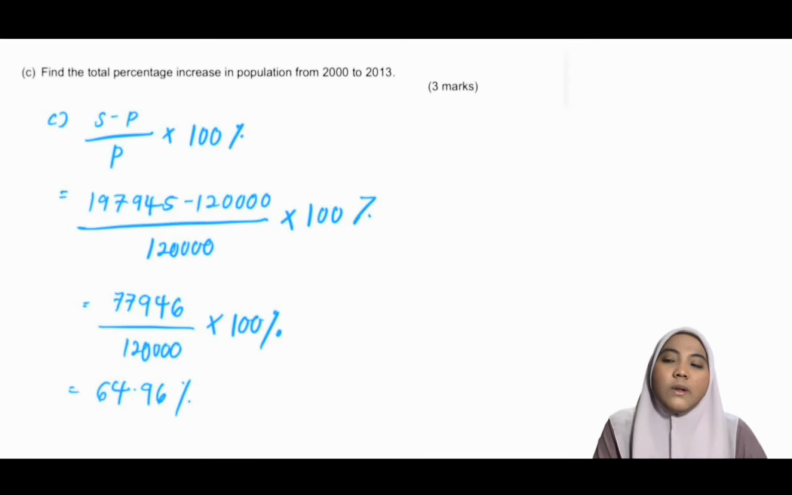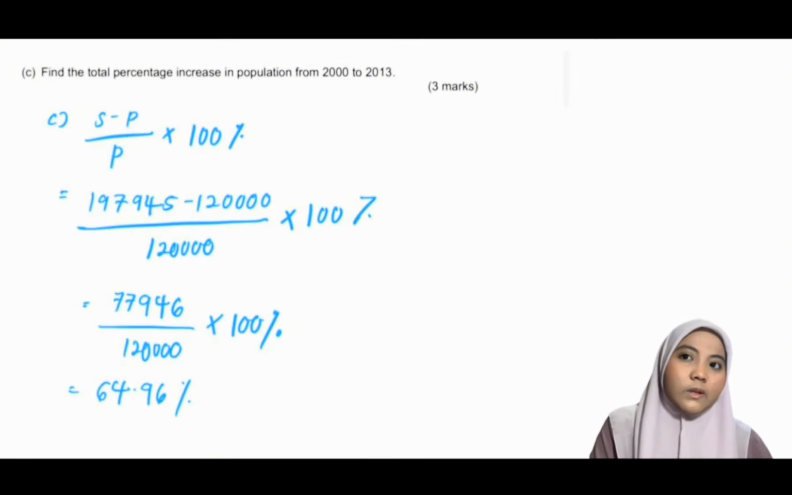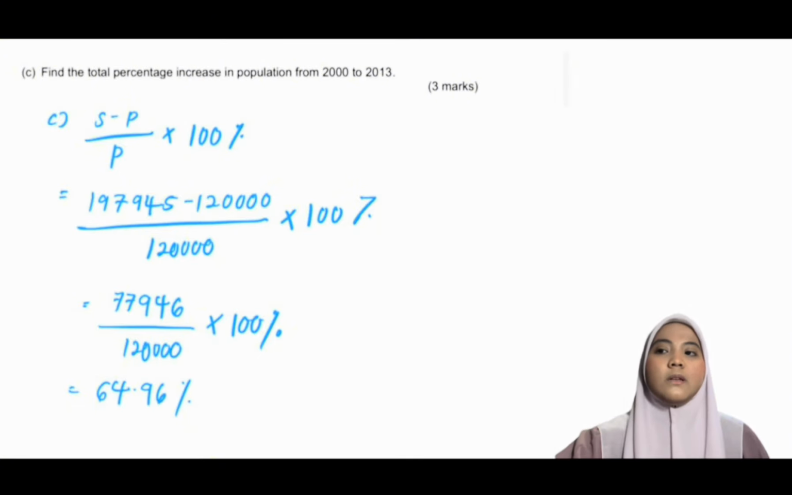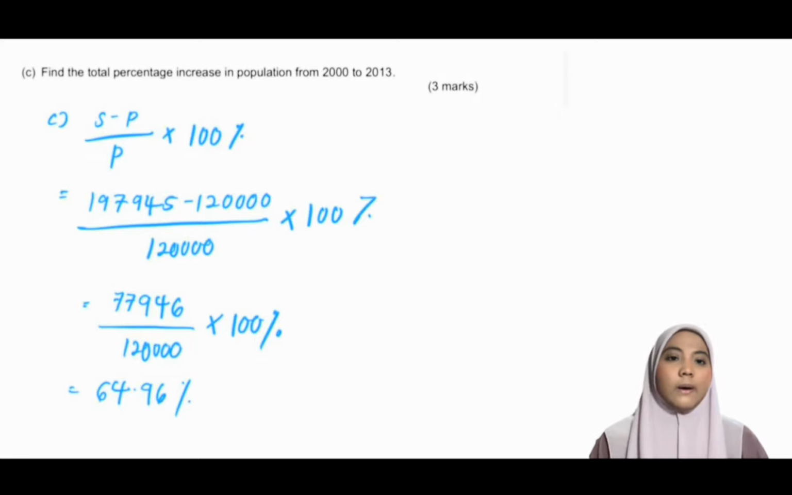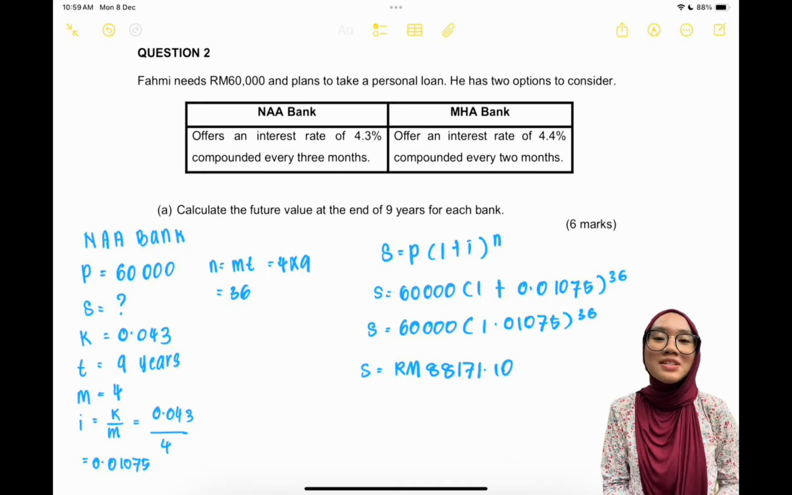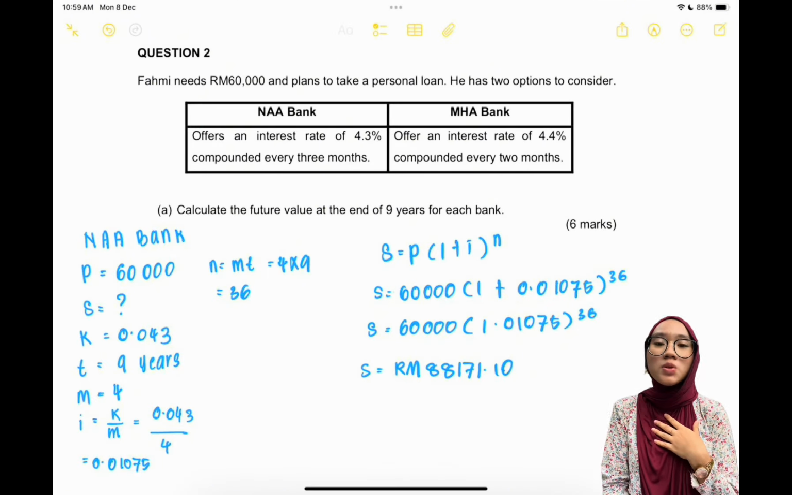So C, we need to find the total percentage increase in population from 2000 to 2013. So we need to use the previous S from question B, S minus P over P multiplied by 100%. So substitute the formula: 197,945 minus 120,000 over 120,000 multiplied by 100%, and we get the answer 64.96%.